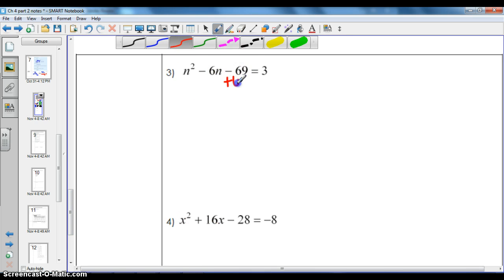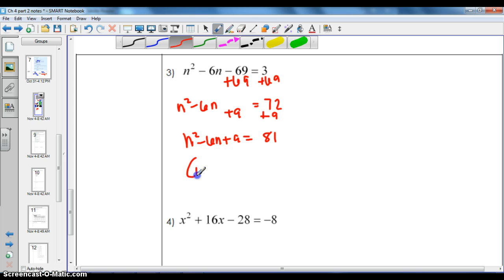So get rid of the unmagical number by adding it there. Leave a space for the magical number, and that would be 72. So the magical number here is 6 divided by 2, which is 3. 3 squared is 9. So we're going to add 9 to both sides. So n squared minus 6n plus 9 equals 81 if you want to add that simplifying step before now factoring. So it's n minus 3 squared when we simplify that perfect square trinomial.